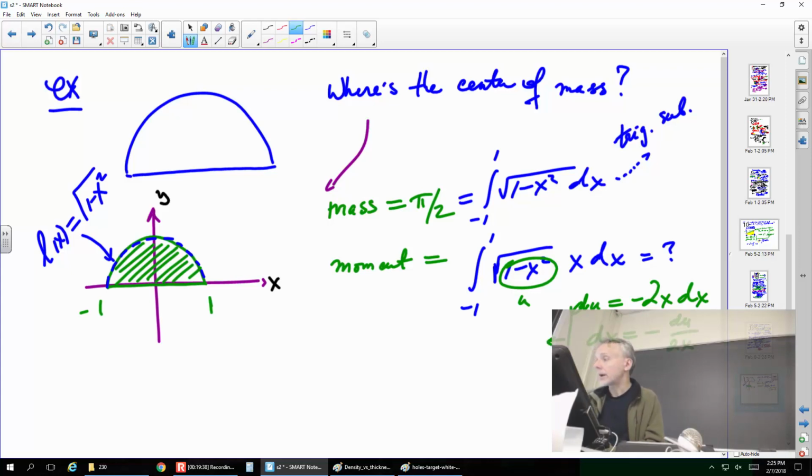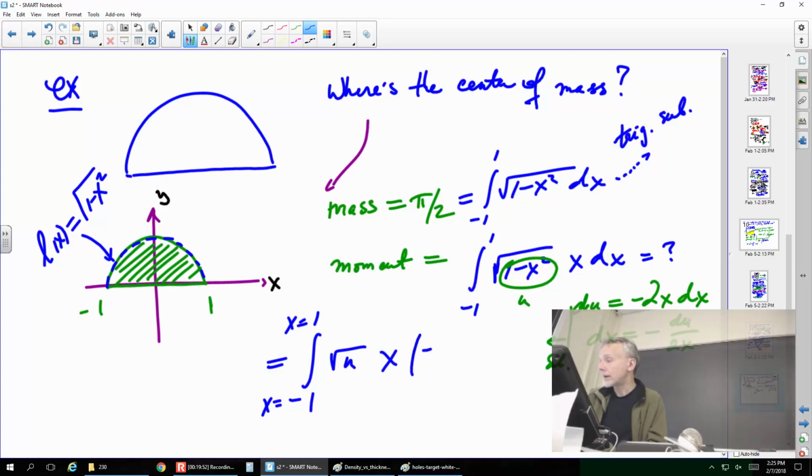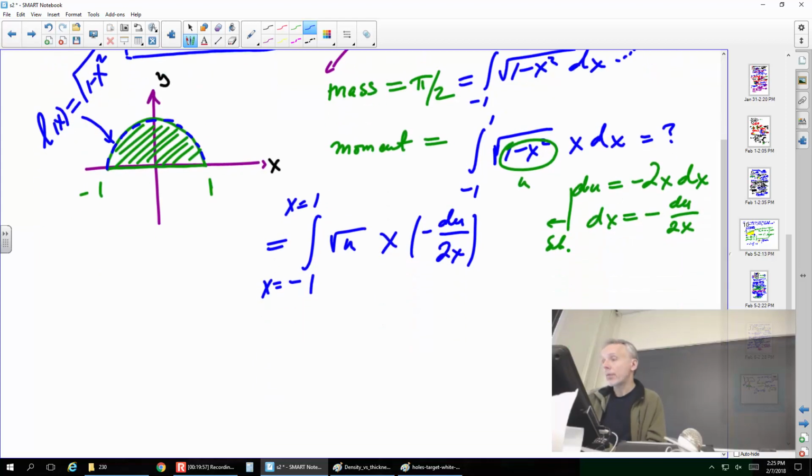And if I actually carry out the substitution, what I'm going to get is the integral from -1 to 1. This is still x, however. And here I have square root of u, I have x, and I have negative du over 2x. The x cancels out, and I'm left with only u's. So the integral of square root of u times negative 1/2 du, from negative 1 to 1, these are still x limits.